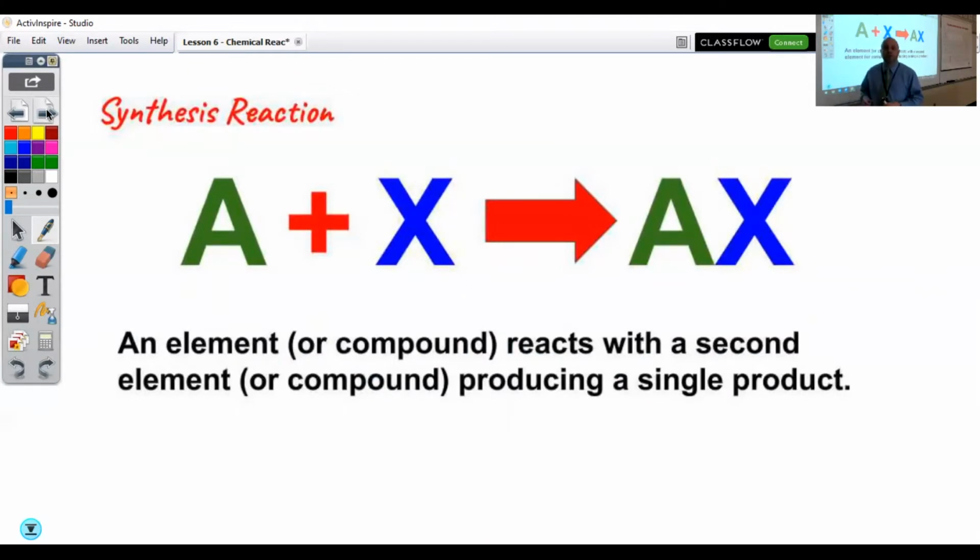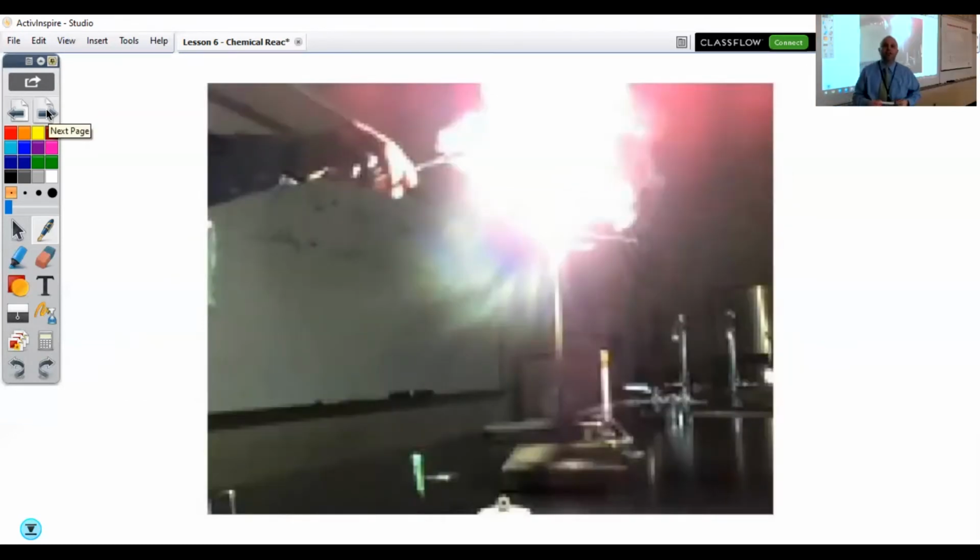If you look at this general reaction behind me, we see that a synthesis reaction involves 2 reactants and a single product. Each of these reactants could be either an element or a compound. So A could be an element or a compound. X could be an element or a compound. So an element or a compound reacts with a second element or compound, producing a single product. I'm going to now show you a video of a synthesis reaction demonstration that I did with magnesium and oxygen.